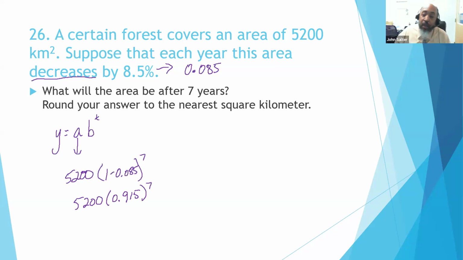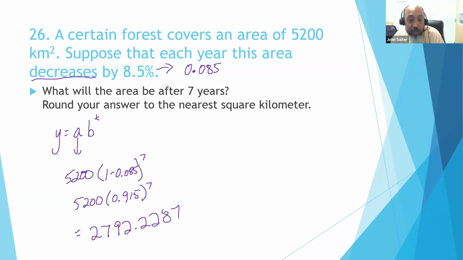All right. And I can just go on and plug this into my calculator as well. And I get 5,200 times 0.915, raised to the 7th power, equals this. Round to the nearest square kilometer.